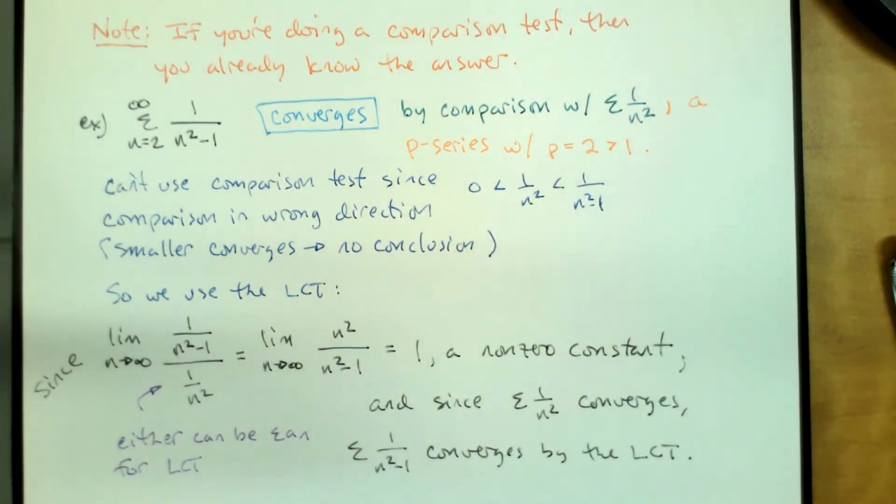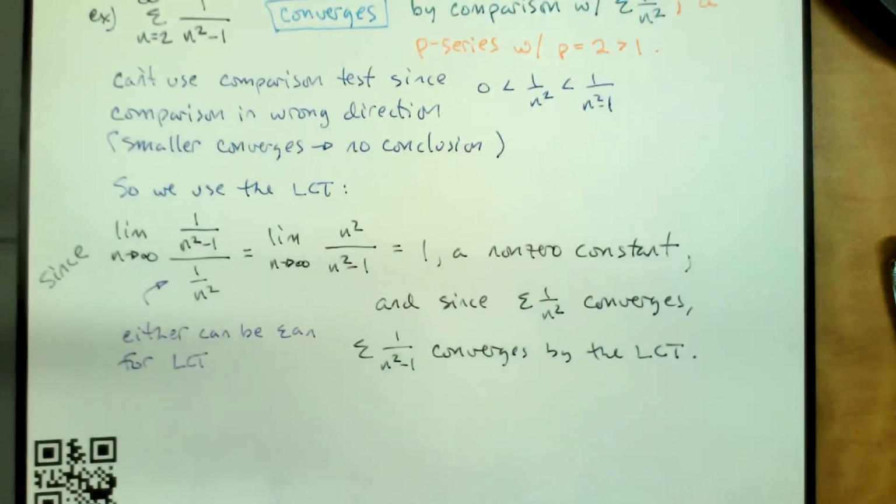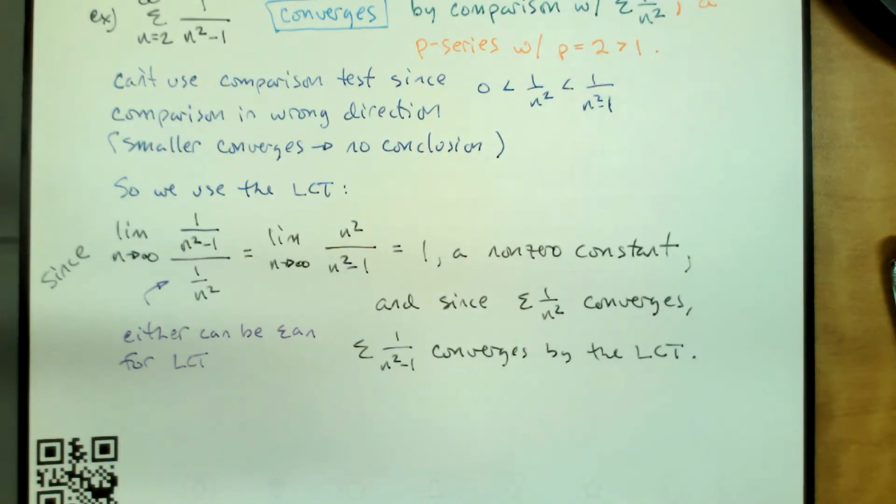Since the limit from the limit comparison test is equal to 1, which is a non-zero constant, and since the series to which we are making the comparison, 1 over n squared, converges, the series 1 over n squared minus 1 converges by the limit comparison test. So to make this argument, we had to pick 1 over n squared, which means we're picking something that converges, which means we already knew the series 1 over n squared minus 1 converges.